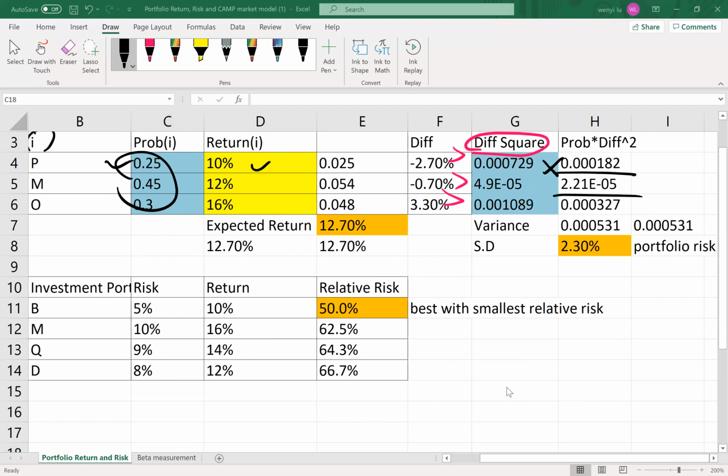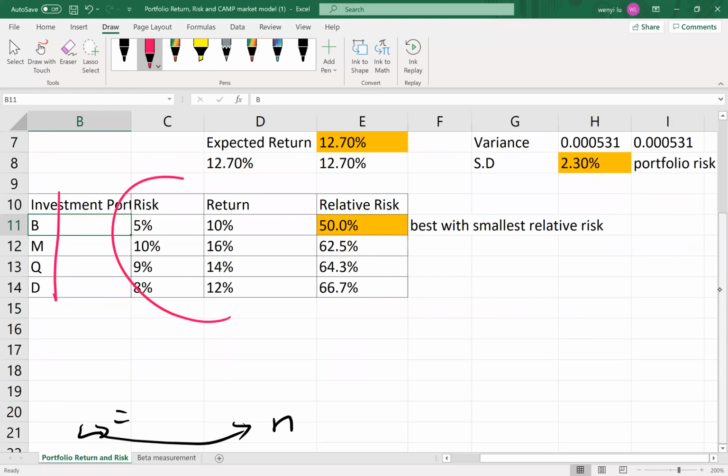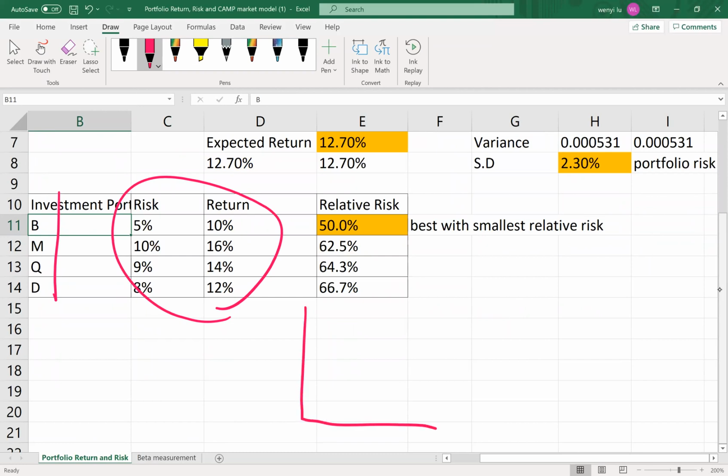So next, we will compare four investment portfolios to see which one is the best. Is B the best, or is another one best? How should we measure? According to the tables we have, in these two columns, we can plot these four portfolios into the plane, the mean-risk Cartesian plane.